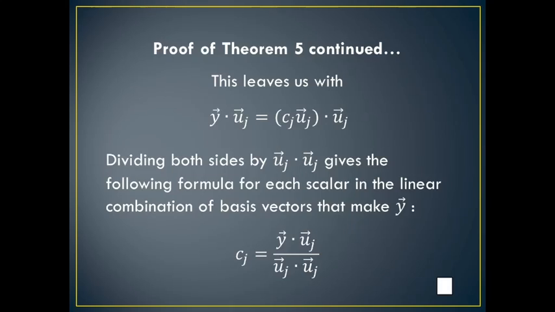So this leaves us with y dot u sub j equals c sub j times u sub j dot u sub j. And we can divide both sides by u sub j dot u sub j and get the formula for the scalar. Okay, so that's a quick proof of Theorem 5. The thing that we use this for is projection, and you'll see that in the next video.